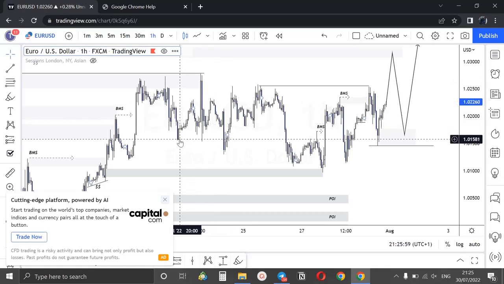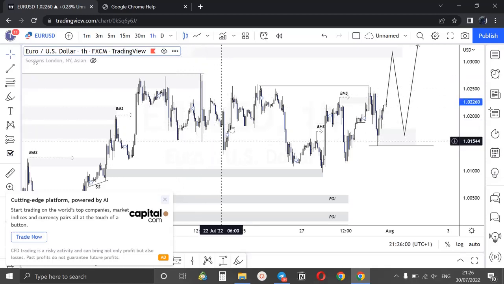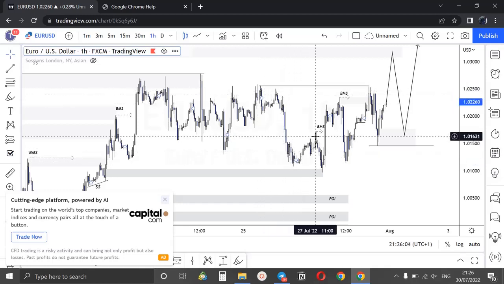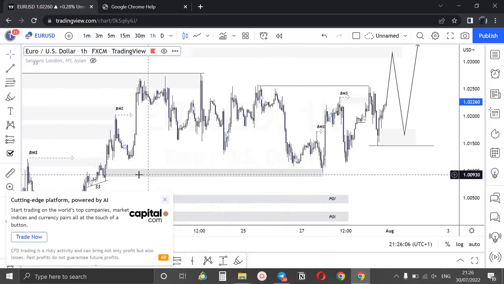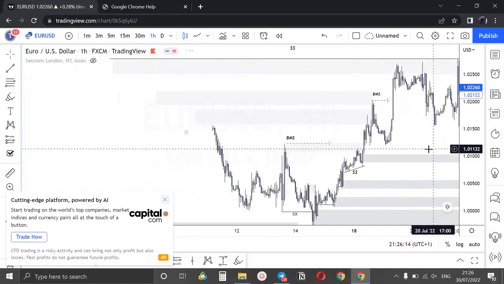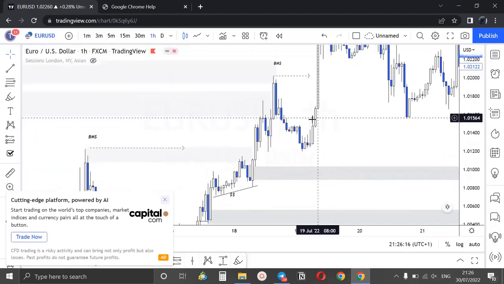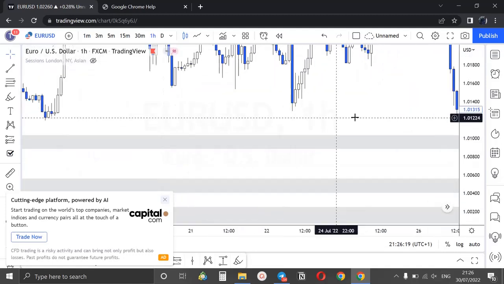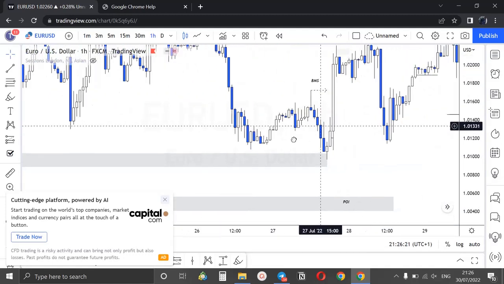Let me just start from here. Lower low, lower high, lower low, lower high, lower low, lower high, lower low. Then what happened? It mitigated this demand zone. You can see how that area looked very clean, right? Look at the demand zone that they mitigated.